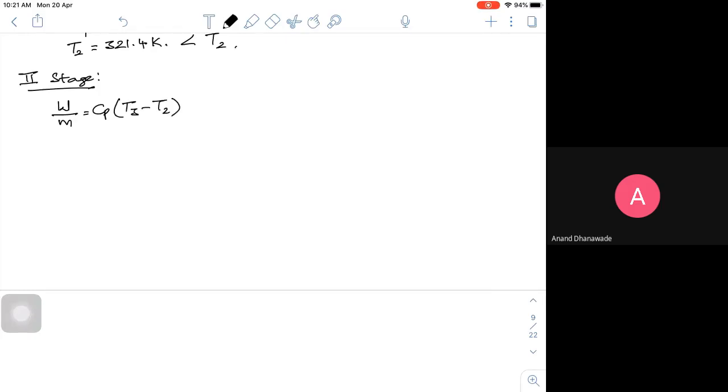T2 already we have calculated. This is 25 into 10 to the power of 3 is equal to 1.005 into 10 to the power of 3 into T3, which I don't know. T3 is supposed to be found, and just now we found the T2, which was 324.49 or something. We round it up to 324.5. So if I substitute 25 divided by 1.005 plus 324.5, so that T3 is equal to, I am getting 349.76 Kelvin. We round it up to 1 or 2 decimals, that should be more than enough.